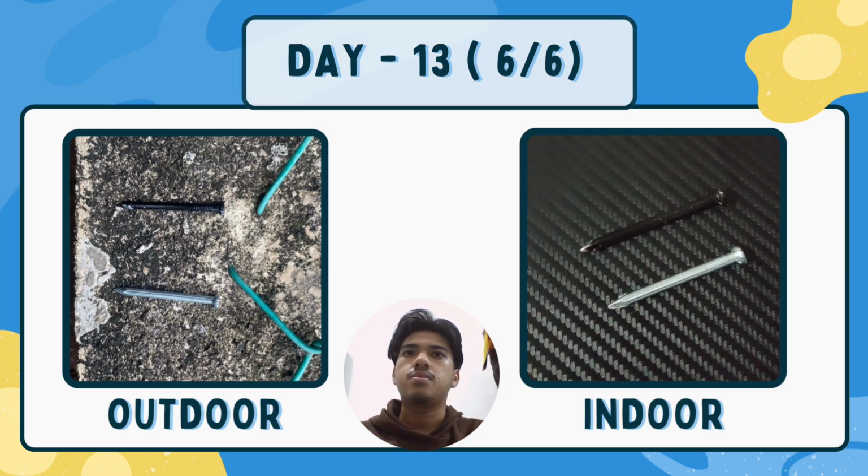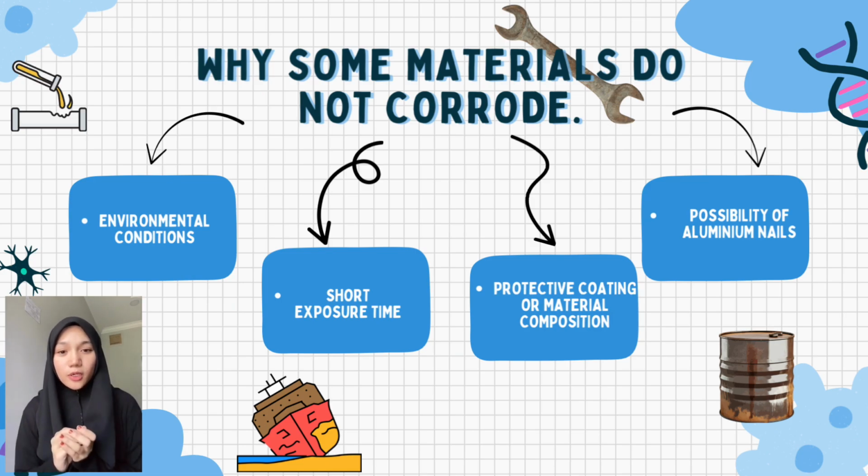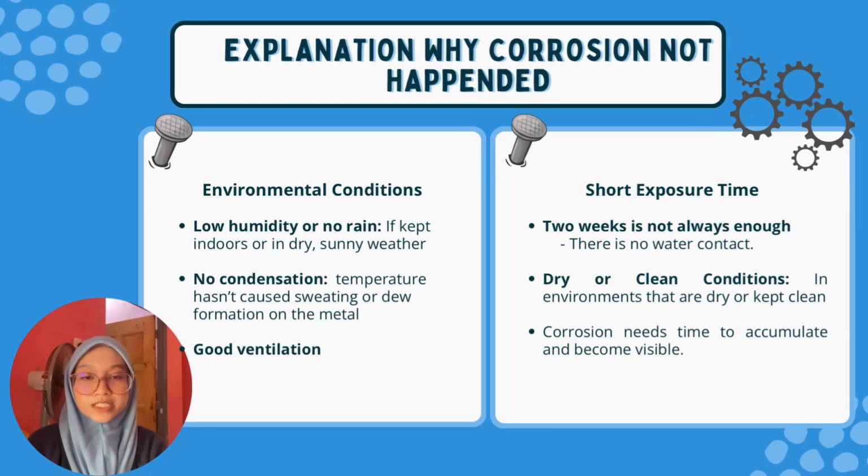Next factor is protective coating or material composition. The nails coated with grease were protected by a physical barrier that prevents water and oxygen from reaching the surface. This significantly slowed down the corrosion rate even in a more exposed environment. While for the uncoated nails, it is likely due to the factory-applied surface treatment that limits the corrosion.